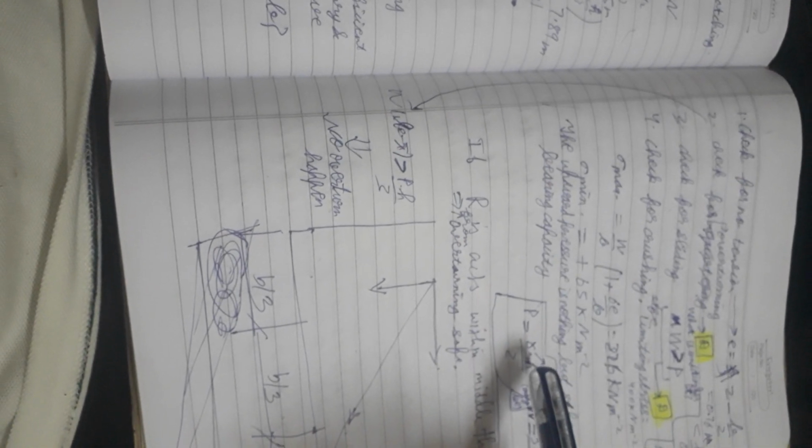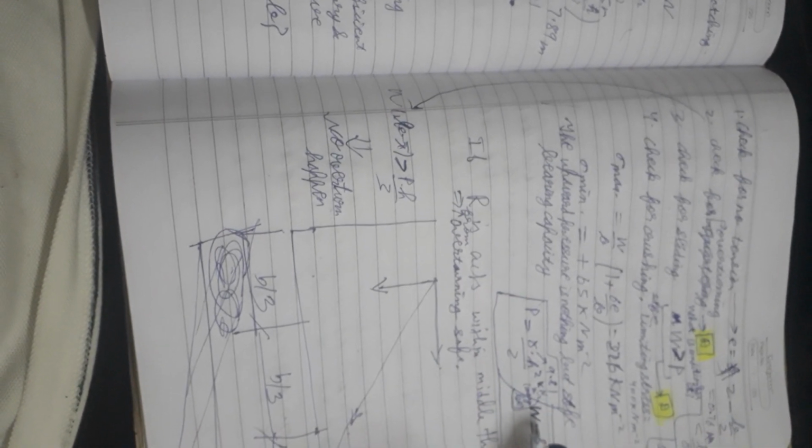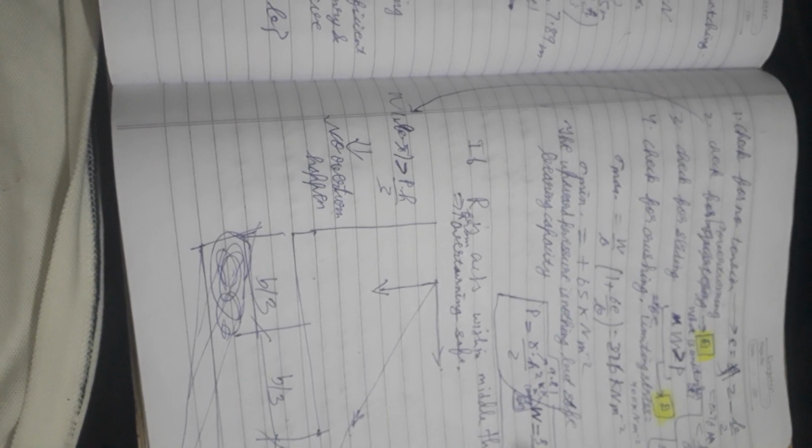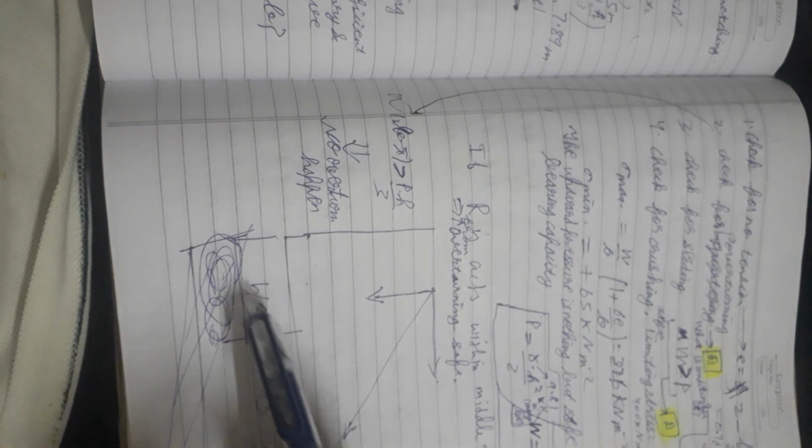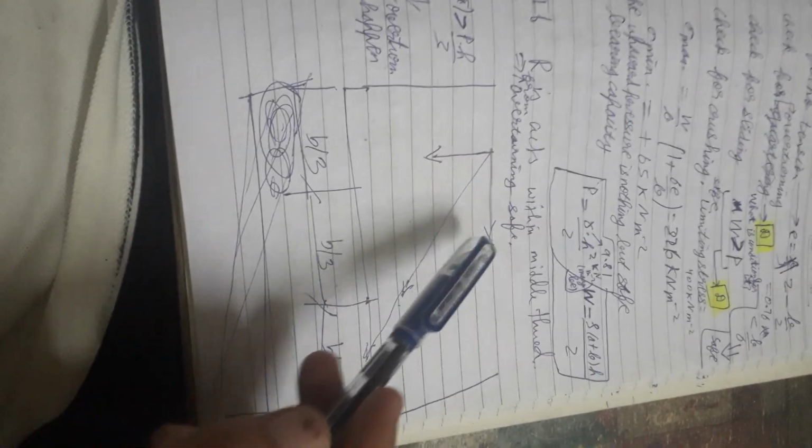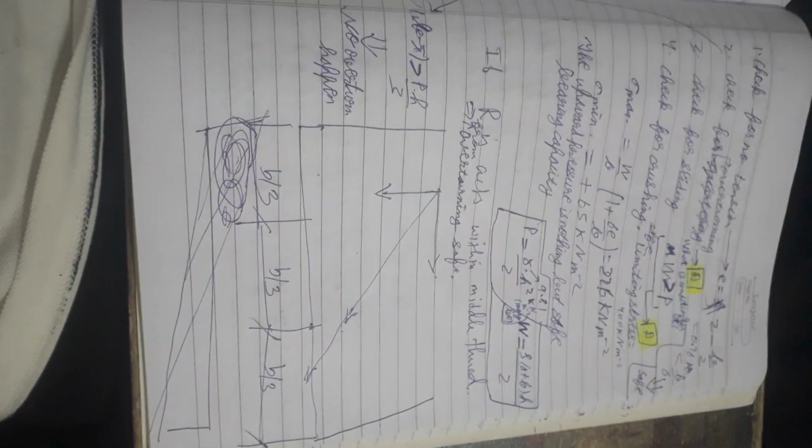P is equal to gamma into H square by 2. W is equal to rho into (A plus B) into H by 2. These are not forces, these are the lengths: B by 3, B by 3, B by 3. This is W, this is P, this is R.